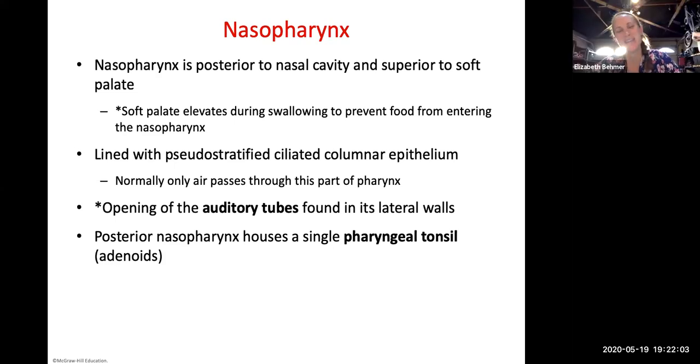The openings of the auditory tubes are found in the lateral walls. There's a pharyngeal tonsil in the back, and another word for that is your adenoid tonsils. So if any of you have had your tonsils removed, these would be your adenoid tonsils.